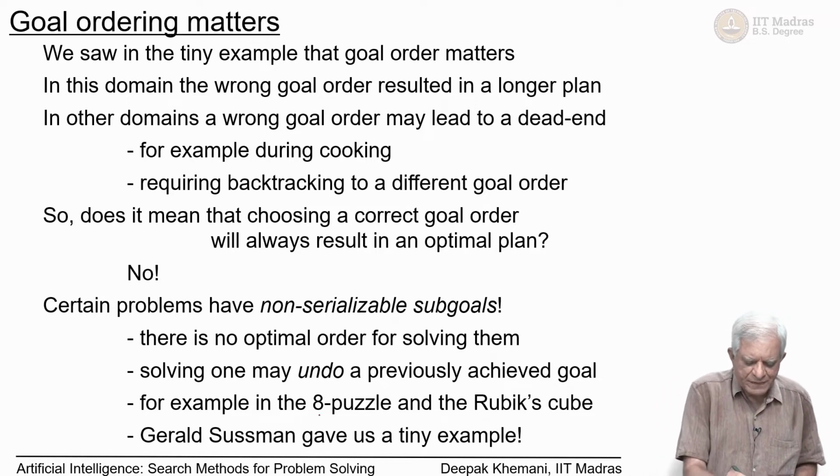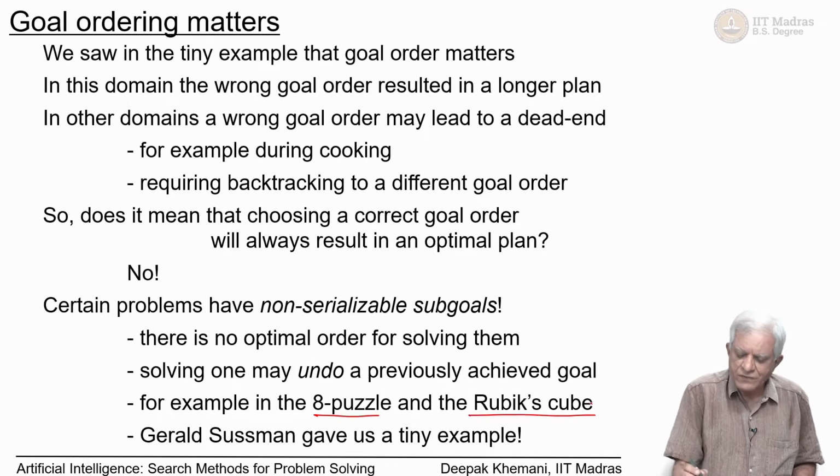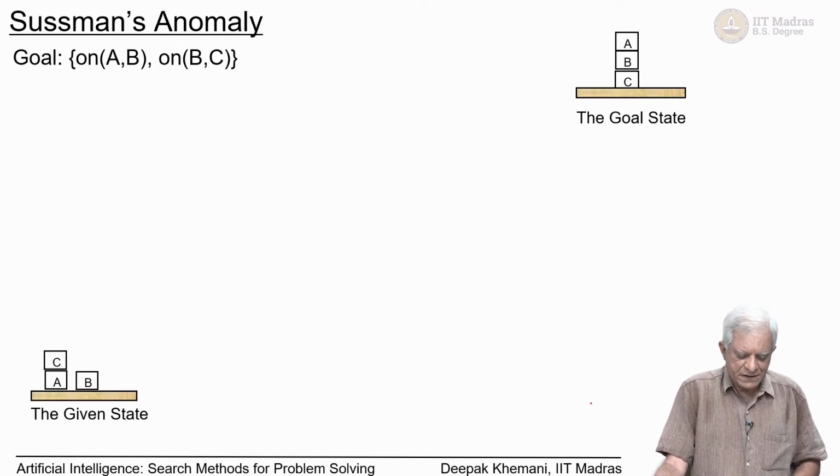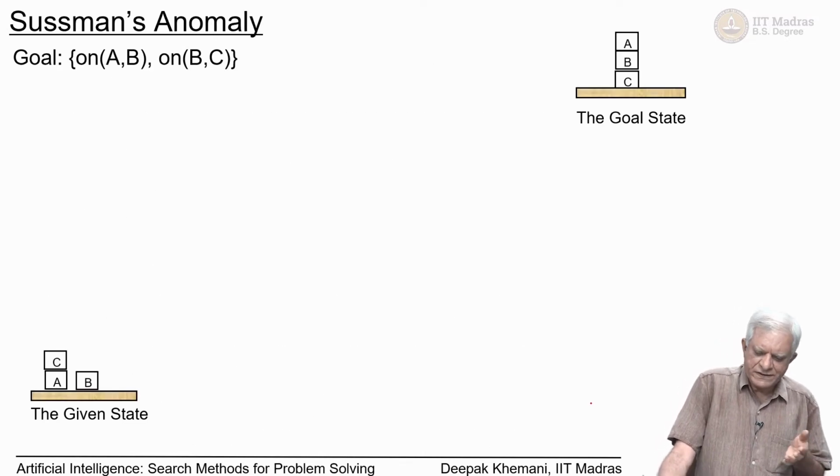We have already seen in the case of 8 puzzle and the Rubik's cube, if you think of them as having sub goals, that for example, in the Rubik's cube you may have the sub goals that first achieve the top cross, then achieve the top layer, then achieve the middle layer, then the bottom cross and the bottom corners and so on. Going from one sub goal to the next, you have to undo the previous sub goal essentially, and we have looked at that problem. So, let us look at this example given by Sussman. It is also a very simple problem. On the bottom left, you can see the given state.